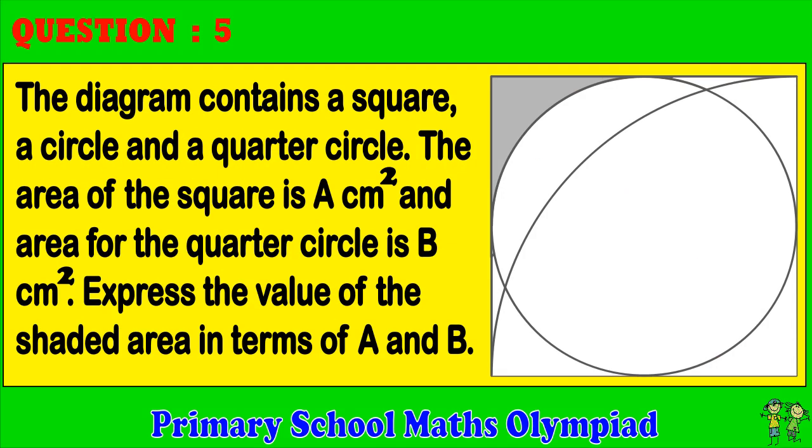Question 5. The diagram contains a square, a circle and a quarter circle. The area of the square is A centimeters squared and the area of the quarter circle is B centimeters squared. Express the value of the shaded area in terms of A and B.